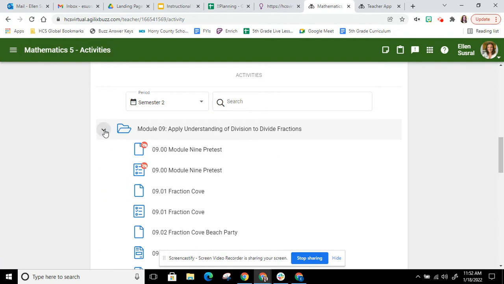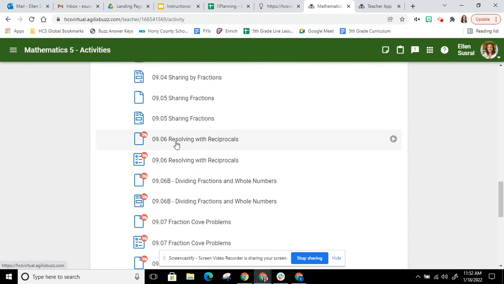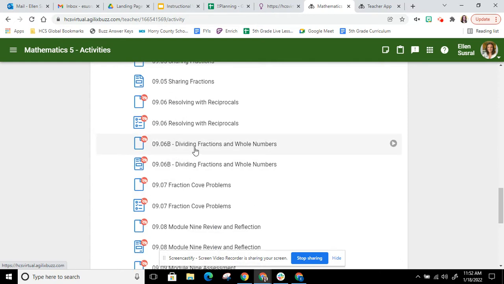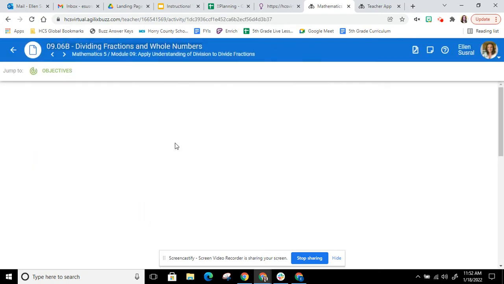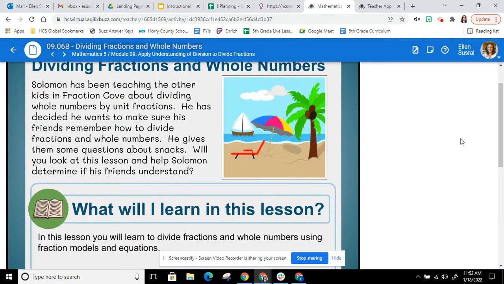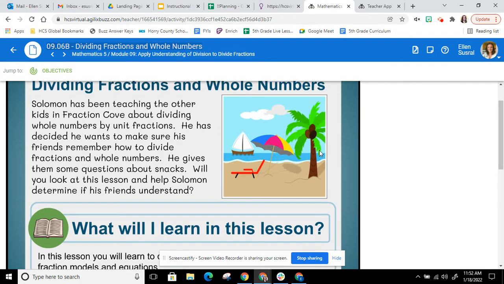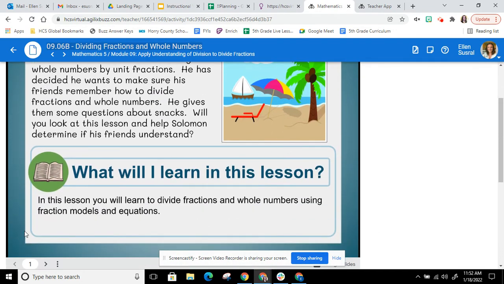We're looking at module 9, so you'll open up module 9 and we're looking at 906B, which is dividing fractions and whole numbers. So you'll click on the blank page icon. That'll open up the lesson. The lesson is a Google slide presentation. You're going to go through this lesson, all pages of the lesson, dividing fractions and whole numbers.